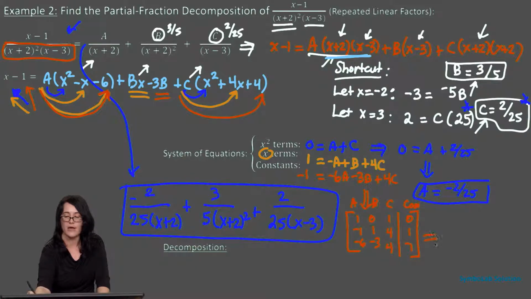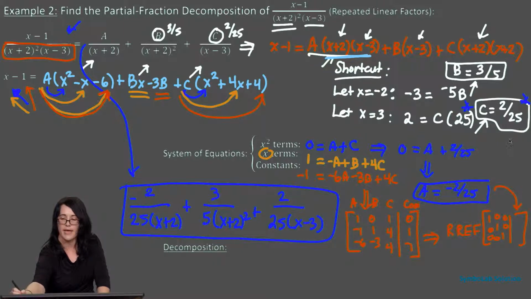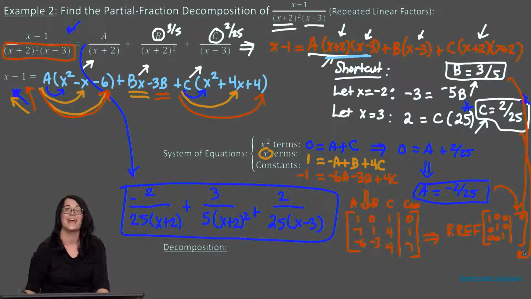And then using technology, if you found the reduced row echelon form, it should end up giving you a situation where you have your 1s on your diagonal, 0s everywhere else, except on the constant side. Your constant should have ended up being these numbers, a, b, and c. Okay? And so it's really nice as you can check your work that way.